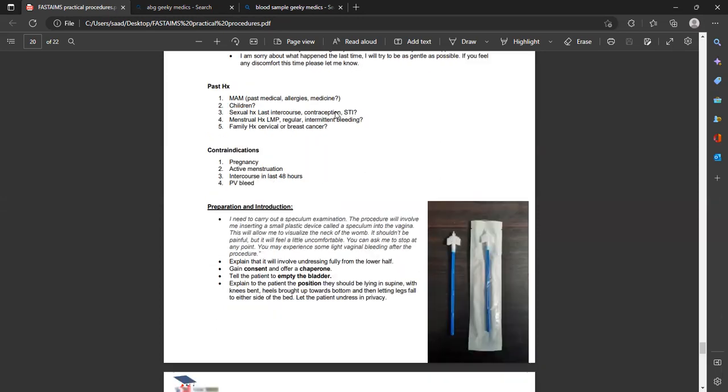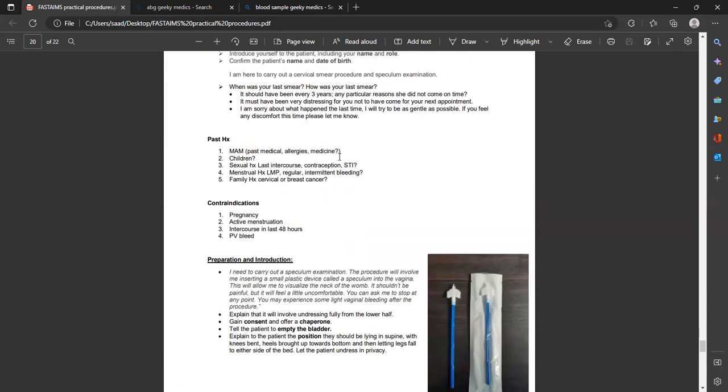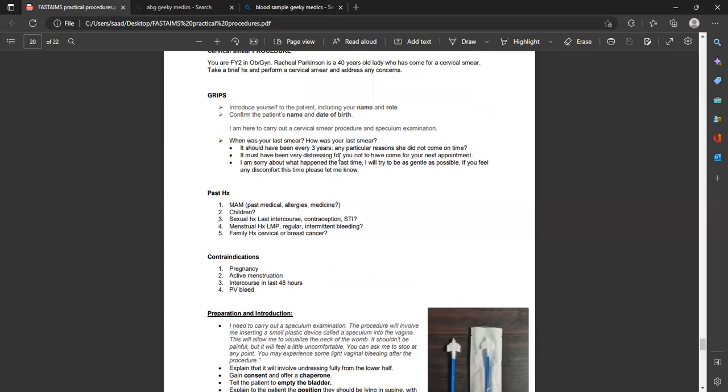It's the procedure that I'm going to perform. And before that, I would like to ask you a few questions. When did you have your last cervical smear? It was 10 years ago. So why? It was distressing, doctor. Okay, I'm so sorry about what happened last time. I will try to be as gentle as possible. If you feel any discomfort this time, please let me know.